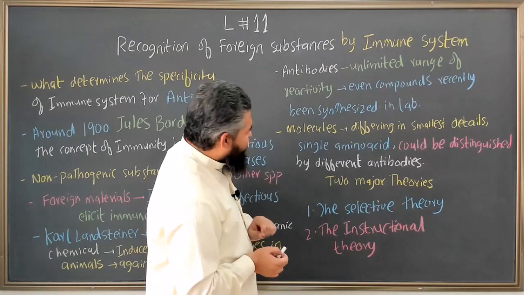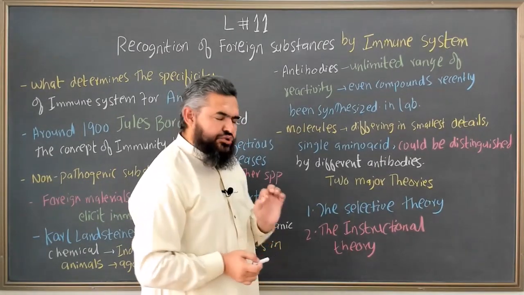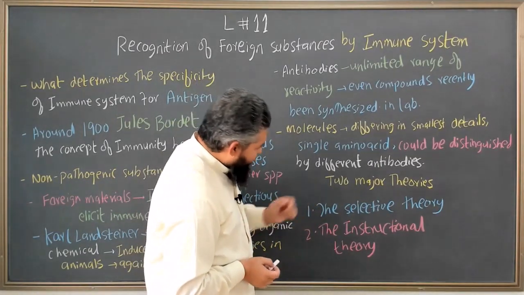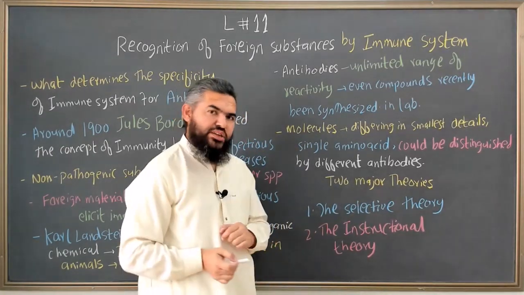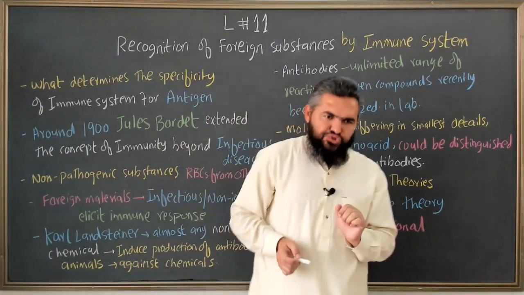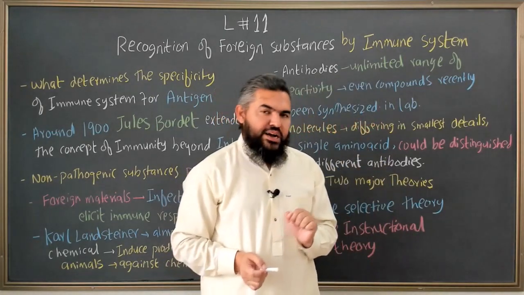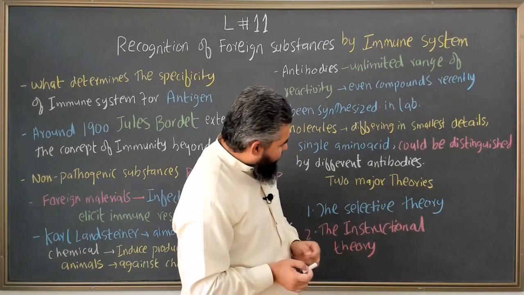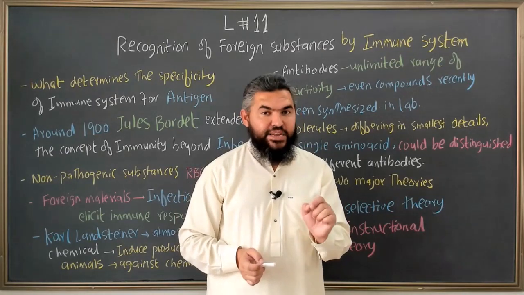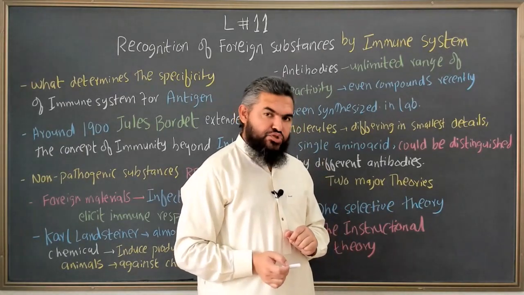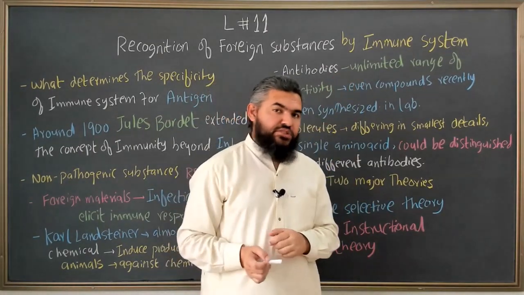Now, to account for this particular specificity and this unlimited range of reactivity, two theories were proposed. The first one was known as the selective theory, and the other one is known as the instructional theory. In the next few videos, I'll be focusing on the selective theory and instructional theory in detail, and I'll tell you what the selective theory means and what the instructional theory means, and how these two theories led to our current knowledge in the field of immunology when we talk about the specificity and the range of reactivity of antibodies.